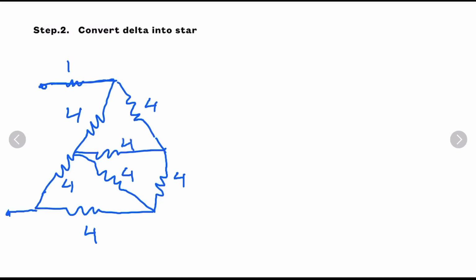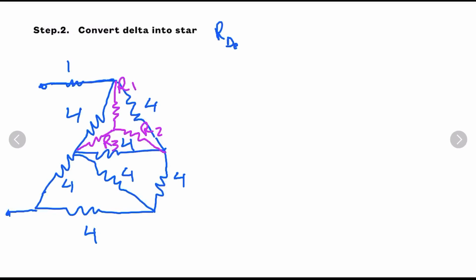And this is 4. So first we will draw star inside the delta, and we will give the names R1, R2, and this is R3. So now we will write the formula for conversion from delta to star.